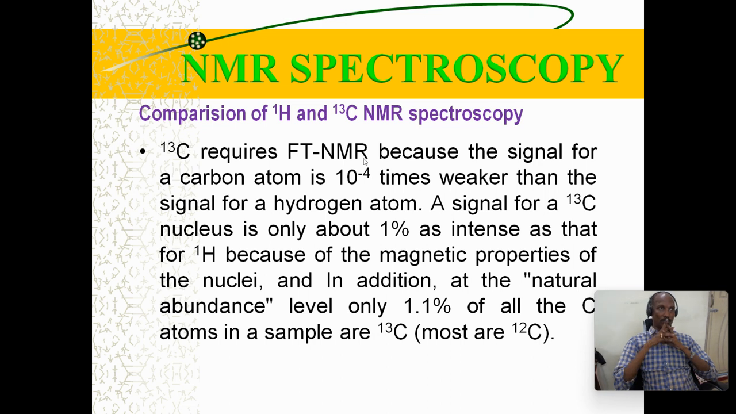And what are the differences between these two? If we want to study the nature of the protons, we go for proton NMR. If we want to study C13, then we go for carbon 13 NMR. Like that we can differentiate proton NMR from C13 NMR spectroscopy. Both techniques have their own advantages, but ultimately the principle is the same.